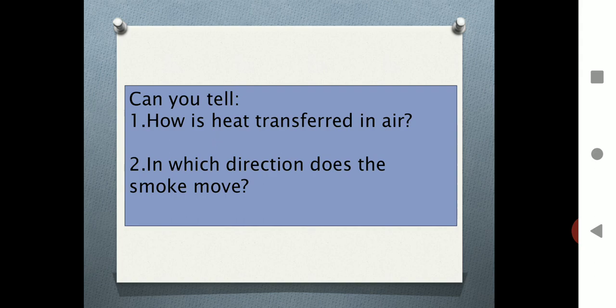Then again, in which direction does smoke move? So smoke is made up of hot air with some unburned particles present in it. Now since the air is hotter, naturally it is lighter and it will move upwards. So smoke coming out from any burning object will always move in the upward direction.